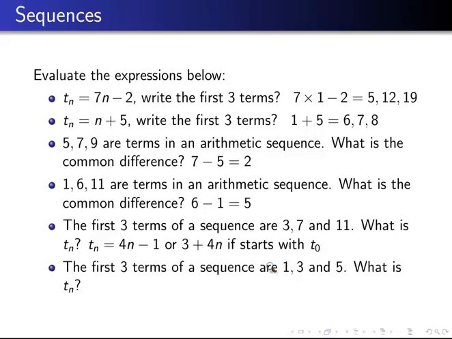Same thing again for the next question. So decide whether you're using T0 or T1. I'm going to use T1 for the first term. I can see that the common difference is 2 since it's increasing by 2. So Tn is going to be equal to 2n minus 1.